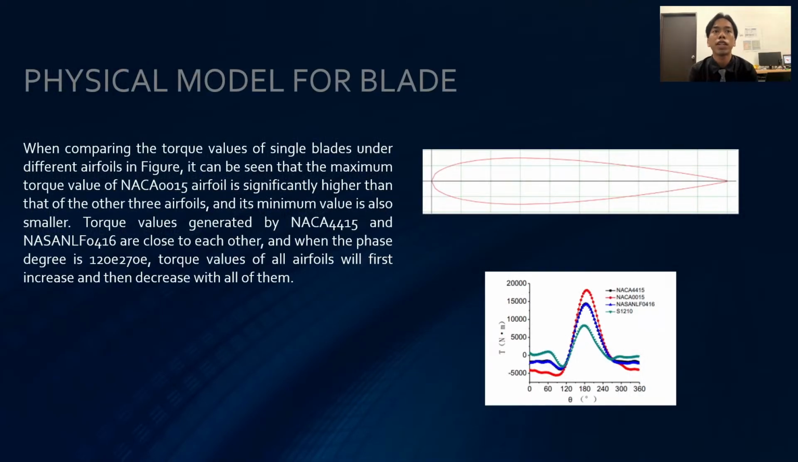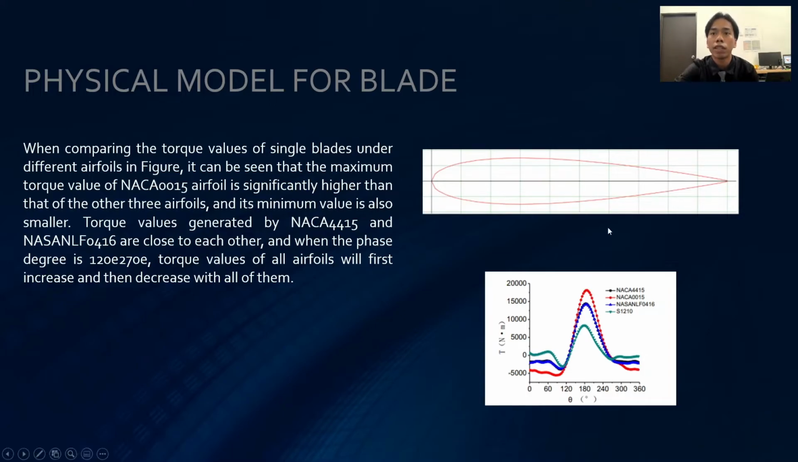And then for the physical model for blade, when comparing the torque values of single blades under different airfoils in the figure, as you can see in this picture, it can be seen that the maximum torque value of the NACA 0015 airfoil is significantly higher than that of the other 3 airfoils, and its minimum value is also smaller. The torque values generated by NACA 4415 and NASA LF0416 are close to each other, and when the phase degree is 120 to 270, the torque value of all airfoils will first increase and then decrease.